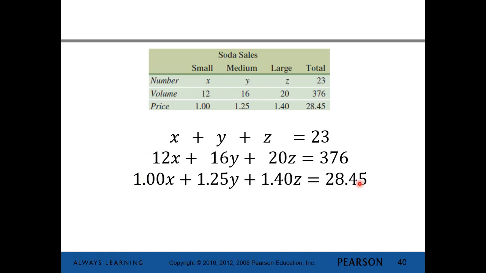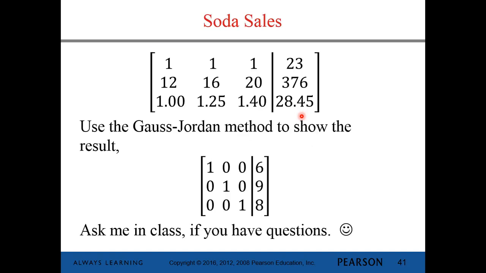Okay. So now what we want to do is use this system and the Gauss-Jordan method of solving the system of equations to find out what x, y, and z are. And so this is our augmented matrix. And now if you use the Gauss-Jordan method, you will be able to transform this into this. And then we know that there were 6 smalls, 9 mediums, and 8 larges sold that afternoon.